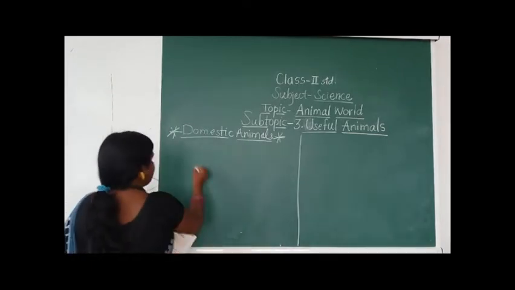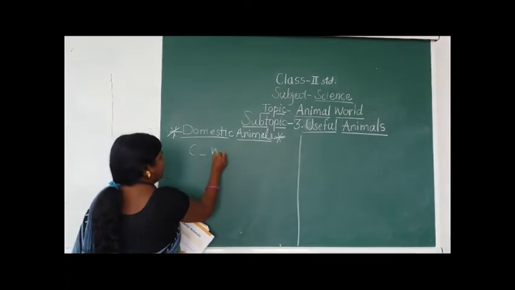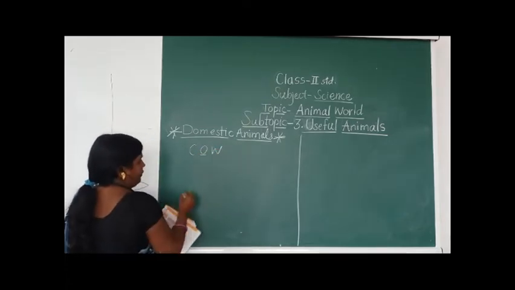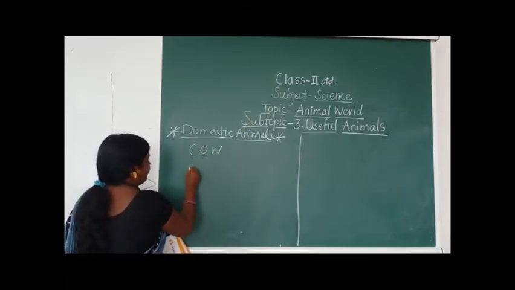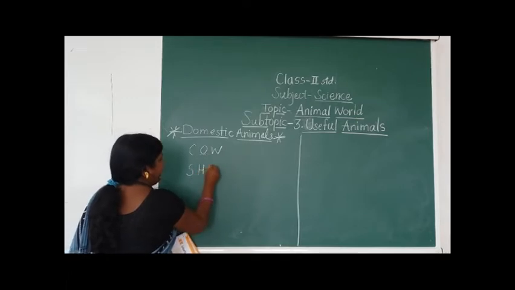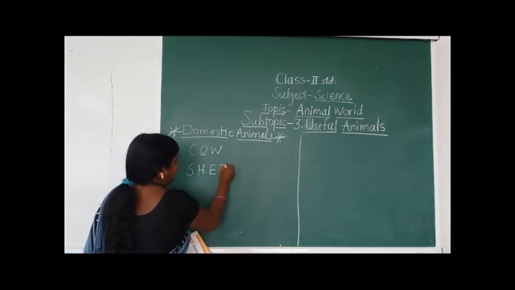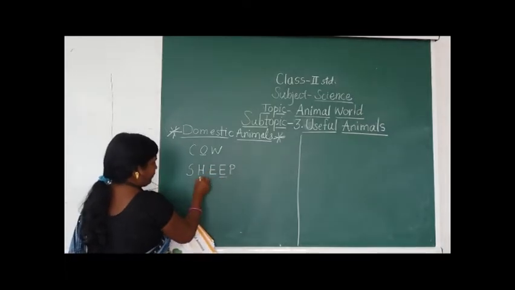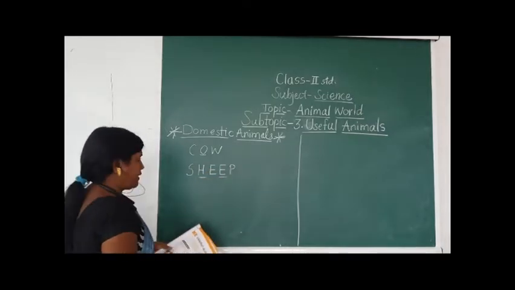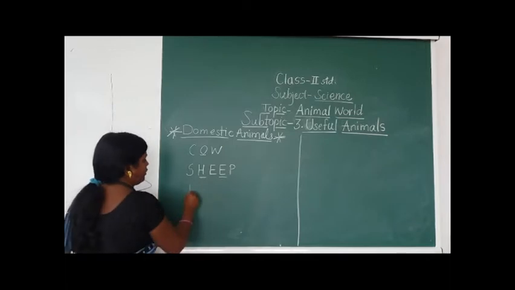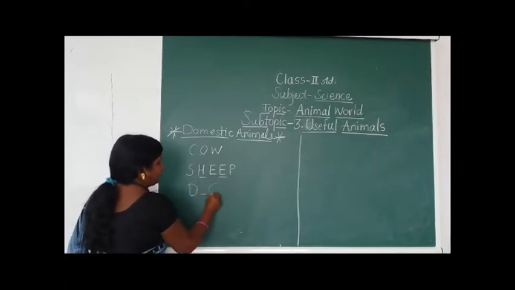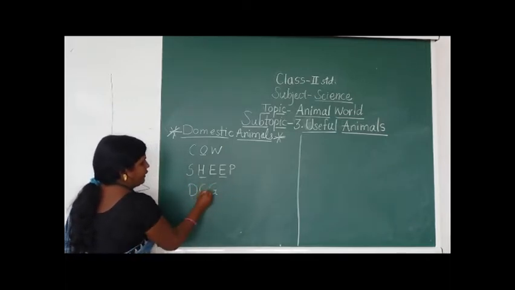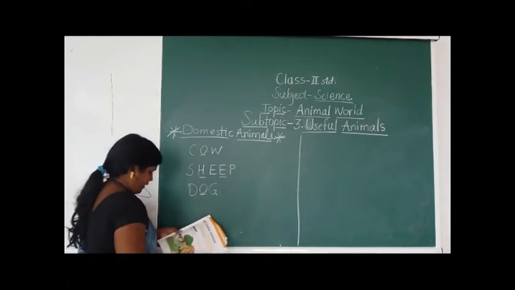So first one is the cow. C-O-W. Next one is sheep. S-H-E-E-P. So you have to fill these missing letters properly. Next, dog. So see, what is the spelling of dog? D-O-G, dog. So you have to fill these letters.